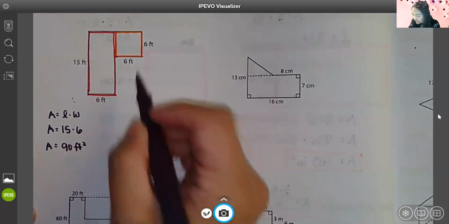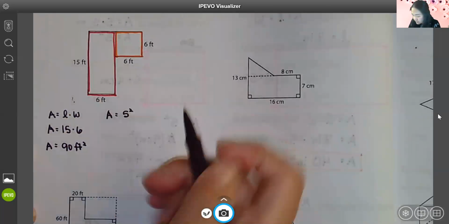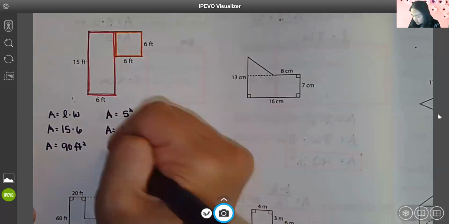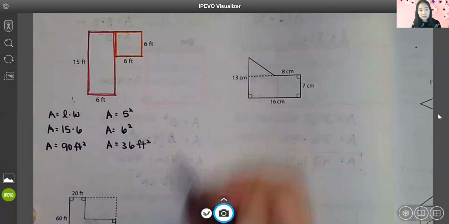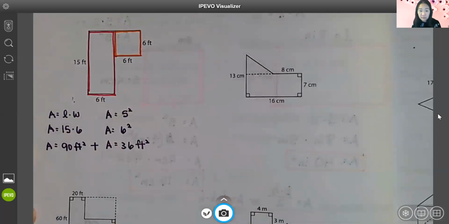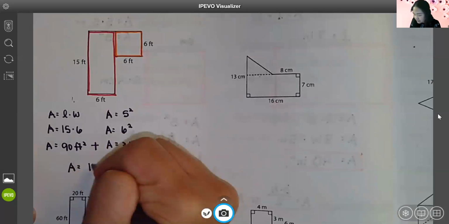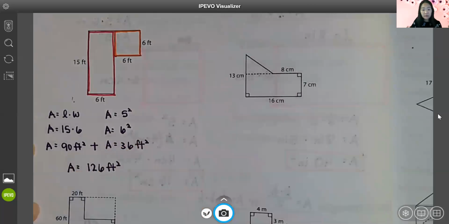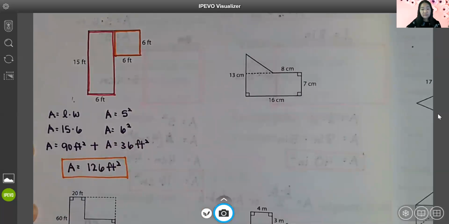But I have this area of the square, which is side to the second power, which is 6 to the second power, which is 36. And then the unit is feet to the second power. Once you get that, you gotta combine those two areas. So my combined area is 90 plus 36, 126 square feet. And that's how to find the area of a composite figure.